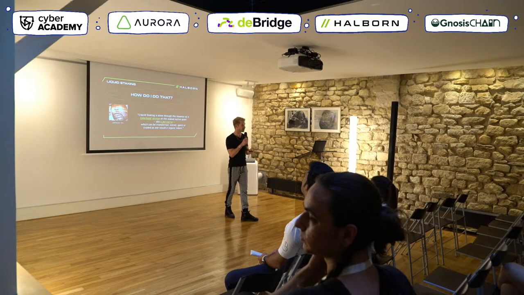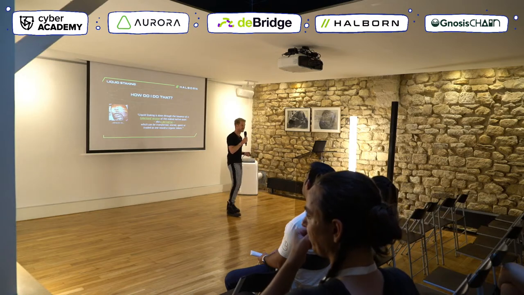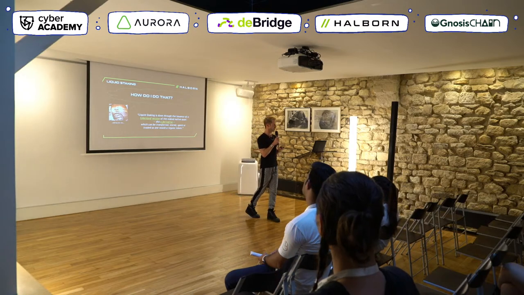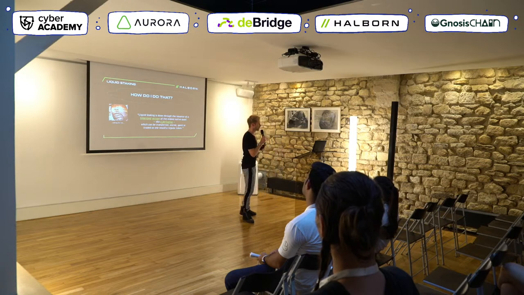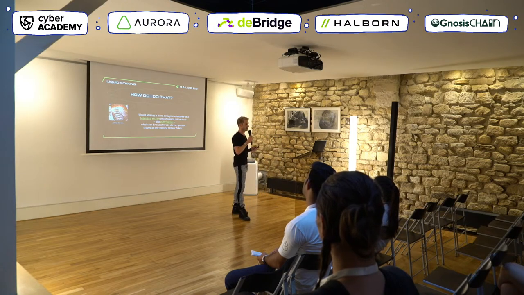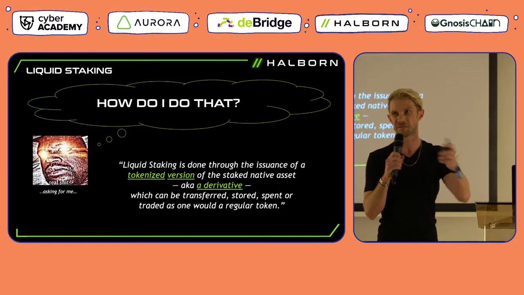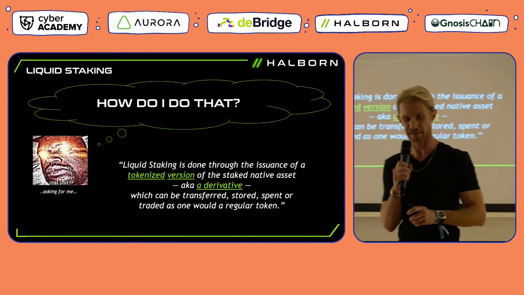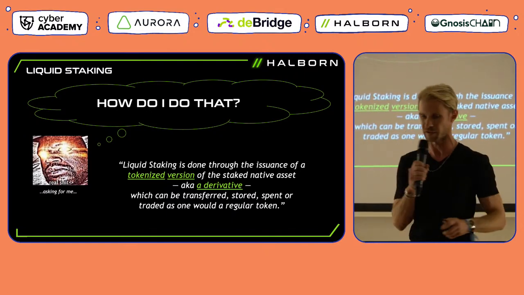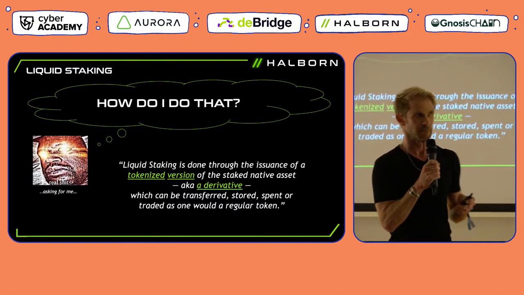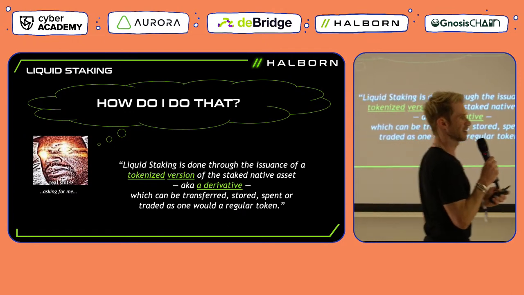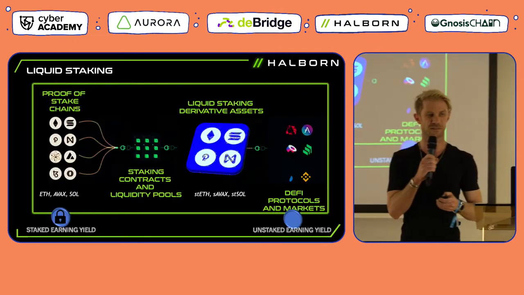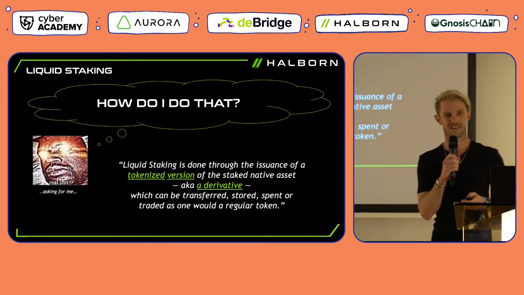Our Chad here is very interested in knowing how to do that. Sounds interesting. So it's usually done through issuance of derivatives, a tokenized version of that. And this can be transferred, it can be stored, something like ETH, and now you have your liquid staked ETH, and you can now invest that in something else, put it inside of a DeFi protocol. Okay, so great, sounds awesome. Sounds like double money, right?